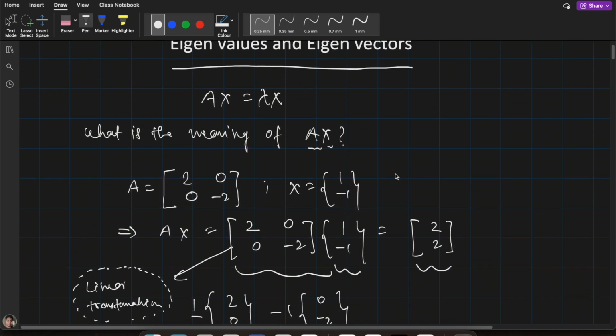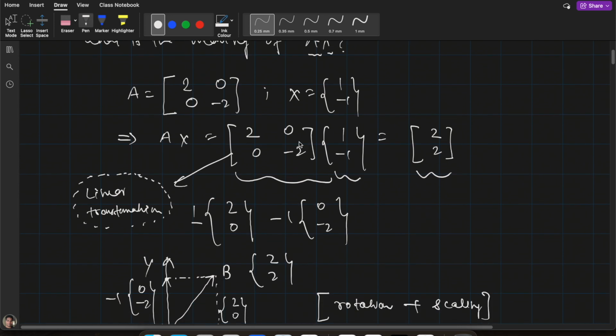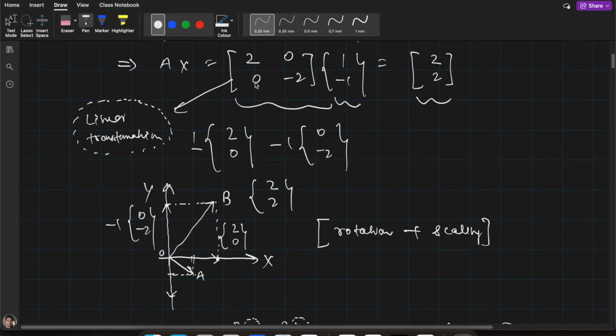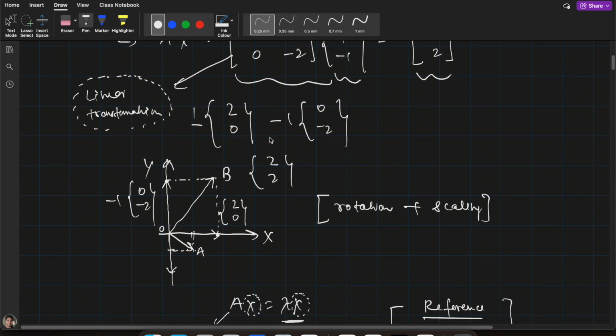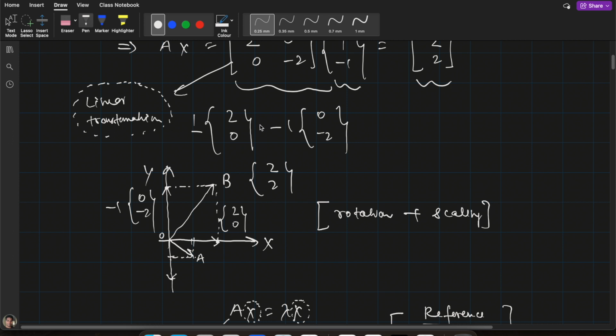So suppose, what does it mean by A into X? A into X is nothing but the linear transformation of matrix A on the vector X. Suppose you have a vector 1 comma minus 1. After the multiplication of this matrix on it, you will get 2 2. Now you split this matrix in this vector form. Can I write it like this? Yes. So you can see that this operation, the linear transformation by the matrix on this vector, is nothing but this kind of operation.